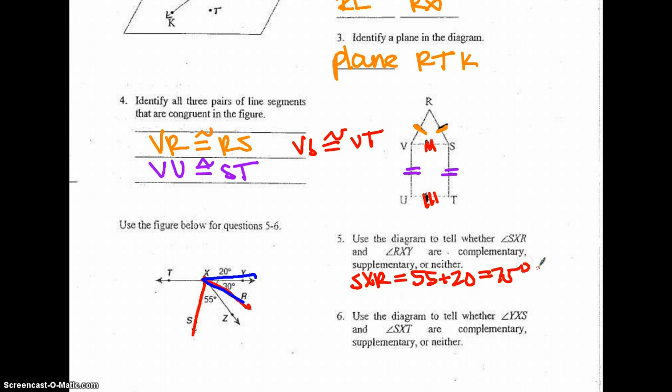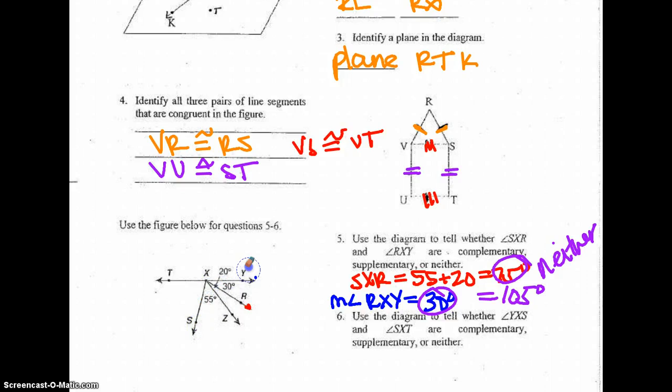And RXY, the measure of angle RXY is 30 degrees. So if you add these 2 together, 75 and 30, you get 105, which is neither supplementary or complementary.